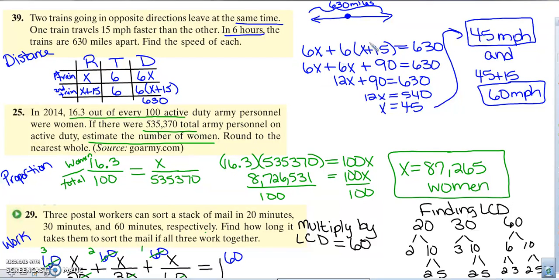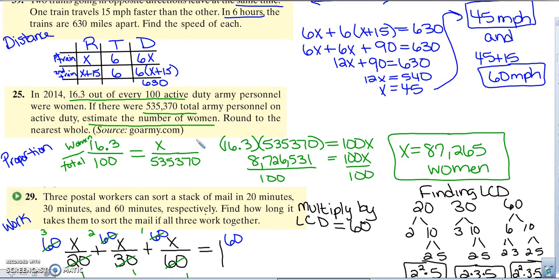So when you use the distributive property to get rid of that, combine your like terms, 6x and 6x, subtract 90 from both sides, then divide by 12, we end up with x being 45. Well, that was the speed the first train was traveling. How do we get the speed of the second one? Do 45 plus 15, which is 60 miles per hour. Take a look at this next example.